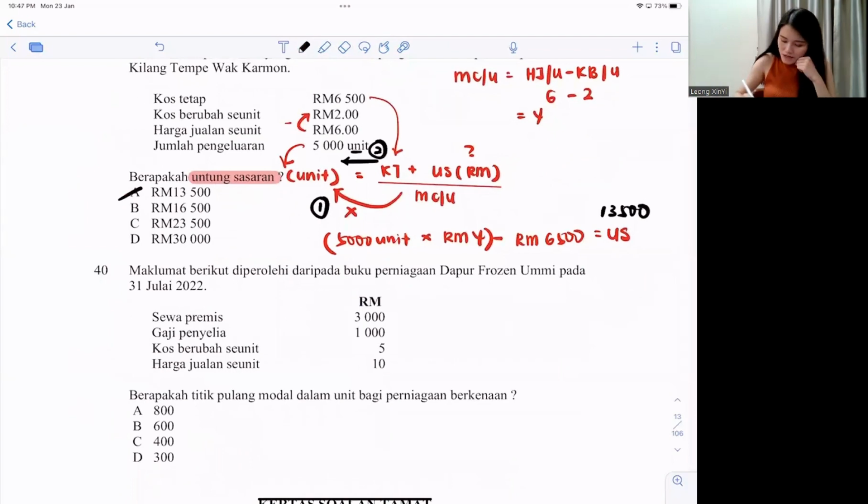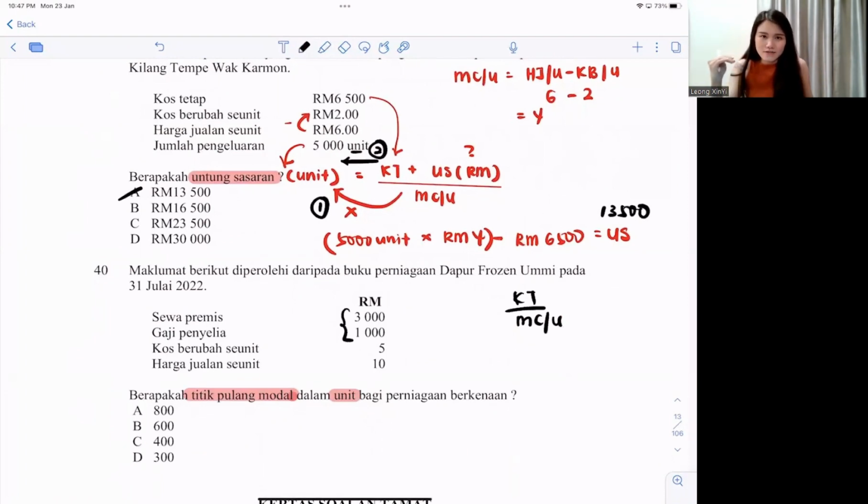So last one. Maklumat berikut diperolehi daripada buku perniagaan dapur frozen Umi pada 31st Julai. So we are given table, gaji penyelia, kos berubah seunit and harga jualan seunit. Berapakah titik pulang modal dalam unit? So this is the basic one lah in unit form. So we would take cost tetap divided by margin caruman seunit. Cost tetap is this two. Penyelia is considered as tetap because supervisors are higher level, so they don't involve in production, but they will be the one that supervises the other workers.